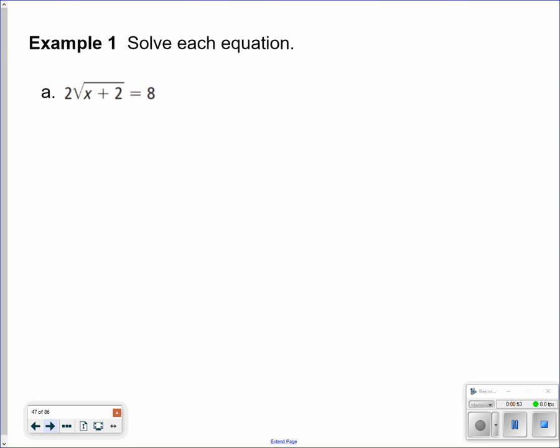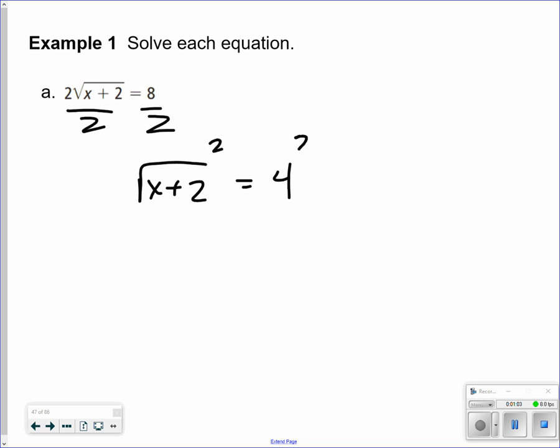So here we go. I first have to get the radical by itself. There's a 2 outside, so I want to go ahead and get the radical by itself. Because it's a square root, you would square both sides. Squaring both sides does not get a plus or minus. That is a common mistake. Taking the square root of both sides does.